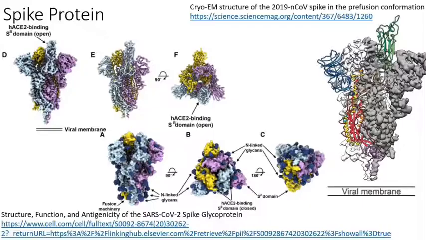I should also mention that on this figure you see these little dark blue blobs. These are different sugar molecules that are attached to the spike protein. People are looking into how sugar affects the binding of the spike protein to our receptors. Then let's look briefly at the receptors.